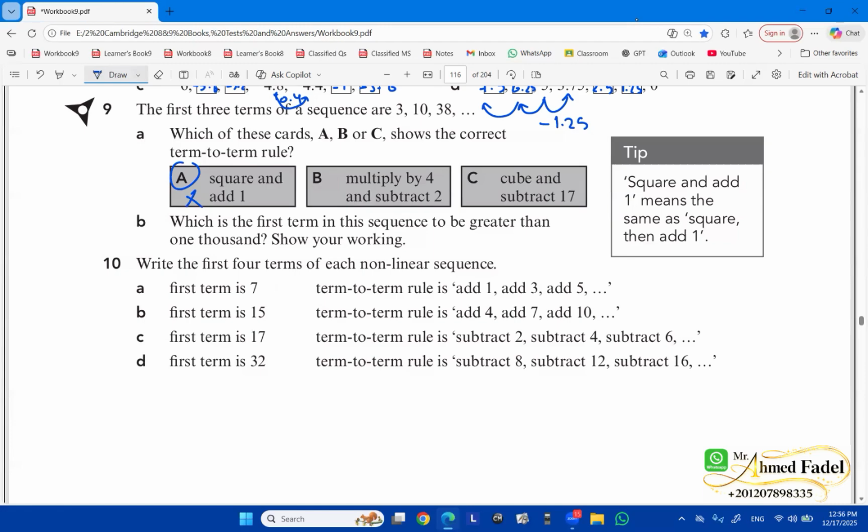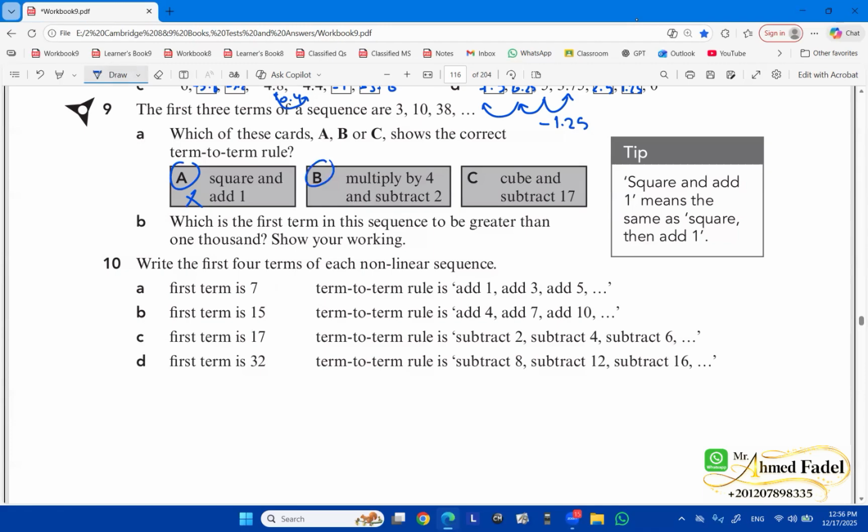B, multiply by 4. Well, 3 times 4 is 12. Then subtract 2 becomes 10. Am I going to circle B? No, I need to continue the test. 10 multiplied by 4 is 40. 40 minus 2, 38. Well, it worked.